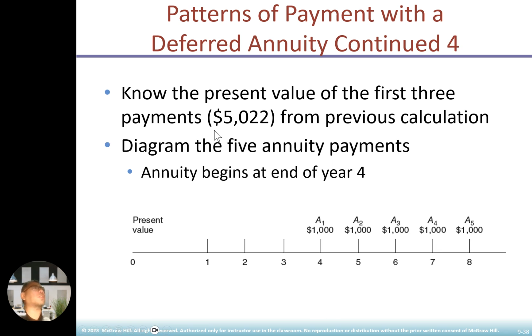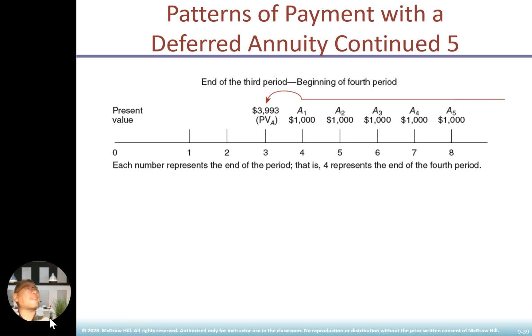The present value of the first 3 years is 5022 from the previous calculation. Diagram the annuity payments: they begin at the end of year 4. So 1,000 here, 1,000 here, all the way up to year 8. Then you do a present value of annuity. At the end of the third period we get the fourth period, with a present value interest factor for the annuity of 3.993. Each number represents the end of a period, so 4 represents the end of the fourth period.